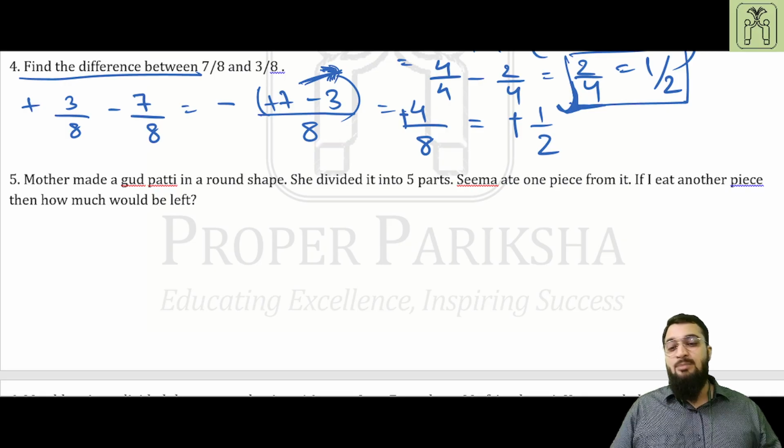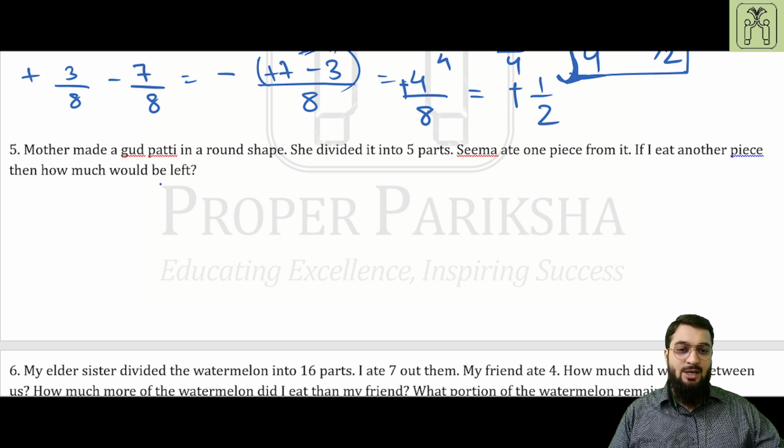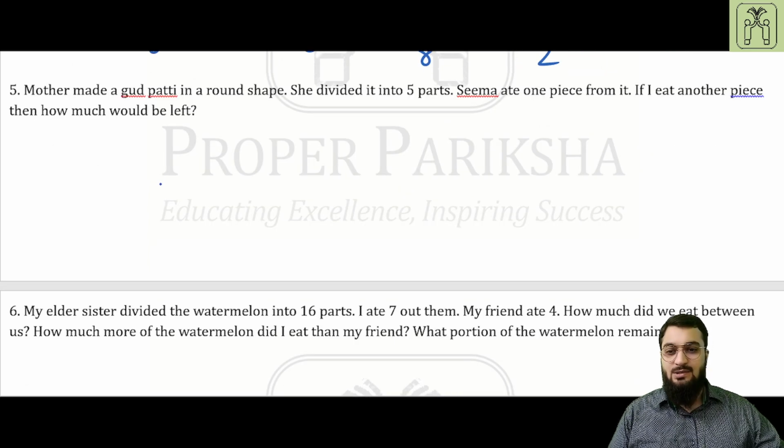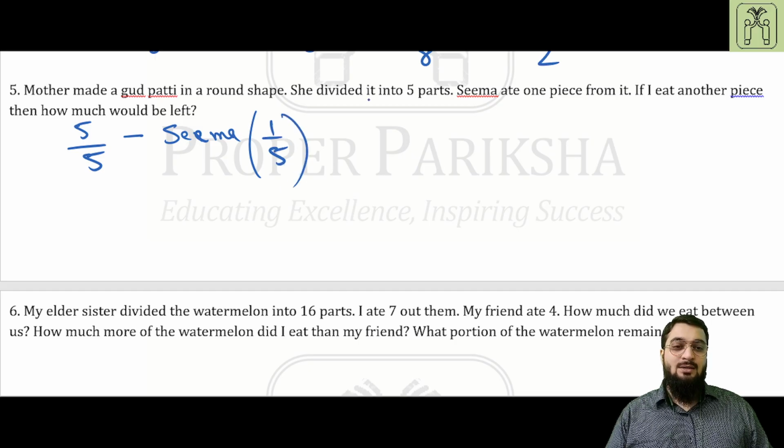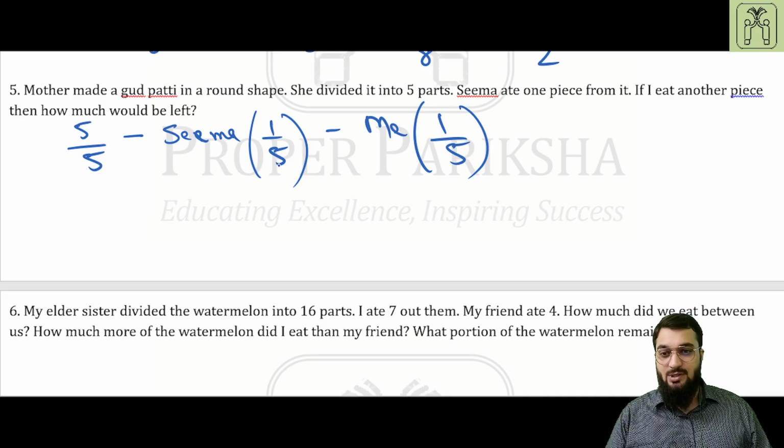Question number 5. Mother made a gur patti in a round shape. She divided it into 5 parts. Seema ate one piece from it. If I eat another piece, then how much would be left? There is a thing known as gur patti, also known as tikki, also known as kajak, etc. This has been divided into 5 parts. Out of that, Seema has eaten one piece, that is 1 upon 5, and I eat another piece. Then I will write 1 upon 5 because I am also trying to eat one more piece. Then how much would be left?